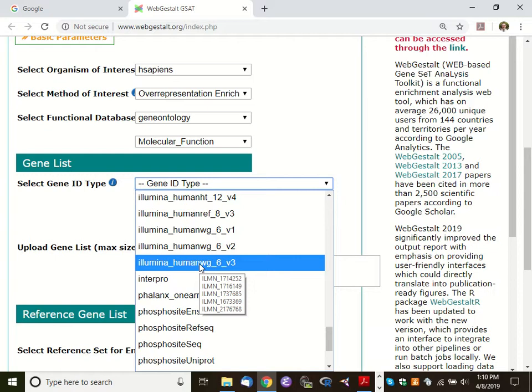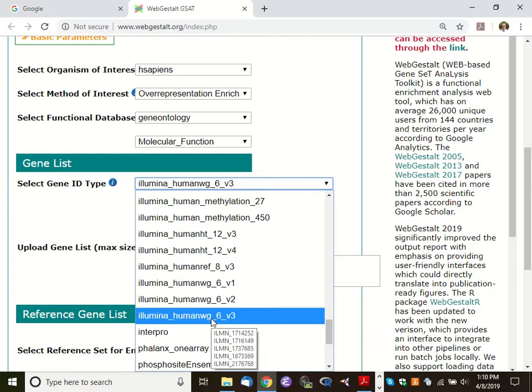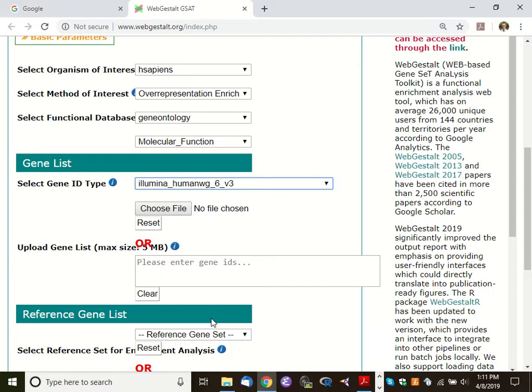Did you notice there was a little tooltip there? I'm going to pull that back open. Okay, so as I hover here, did you see what happened in the tooltip? We see that it's got ILMN underscore blah, blah, blah. So if you have gene IDs that don't look like that, it would be a good hint that you're on the wrong identifier.